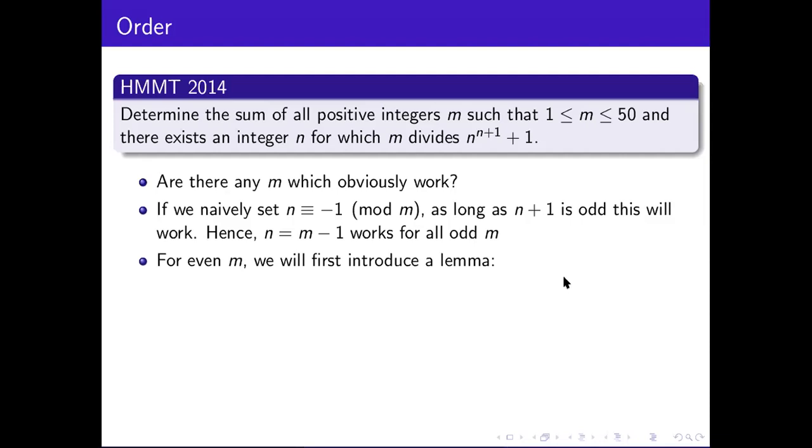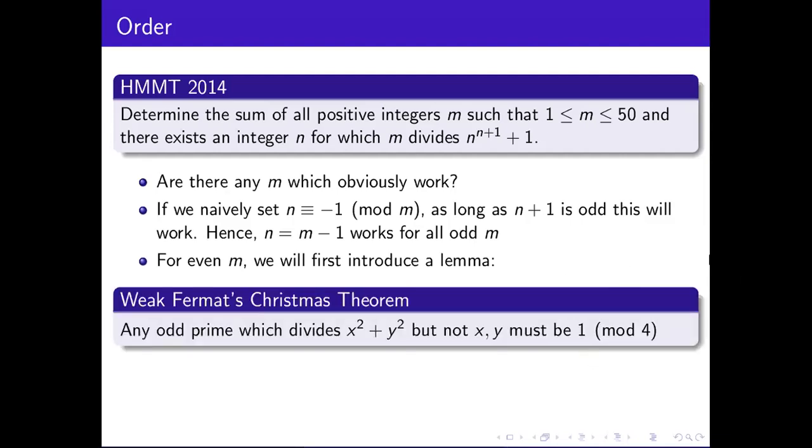So before we get into the question, we're actually going to first introduce another lemma. And this is one side of the famous Fermat's Christmas theorem, which states that any odd prime which divides x squared plus y squared, but not x and y, must be 1 mod 4. It's supposedly called the Christmas theorem because Fermat solved it while on Christmas break. So this is only one direction of Fermat's Christmas theorem.